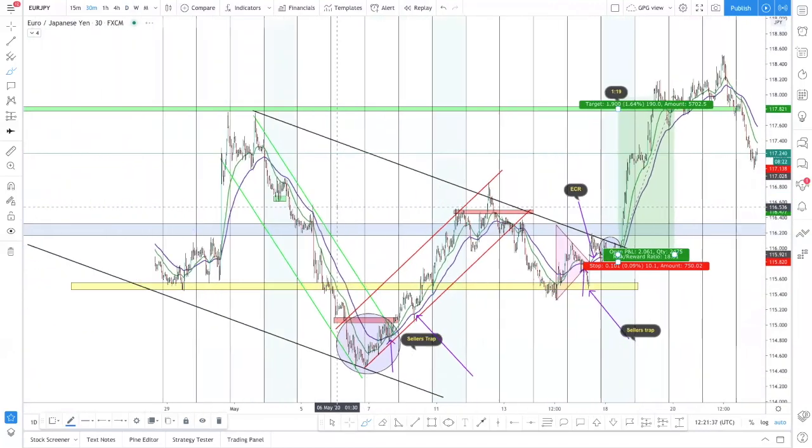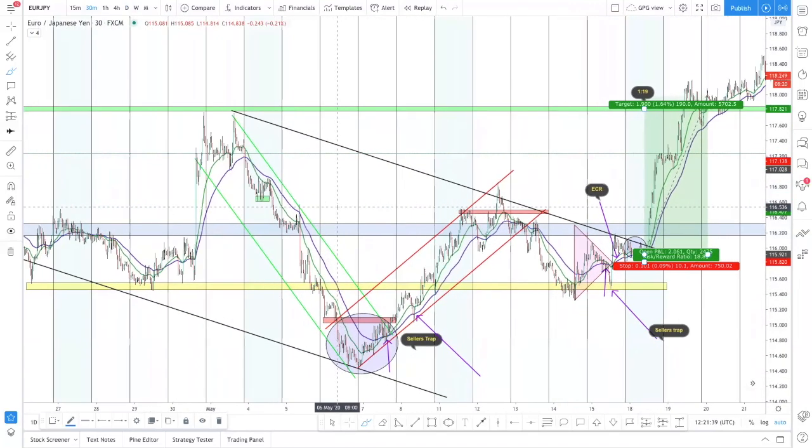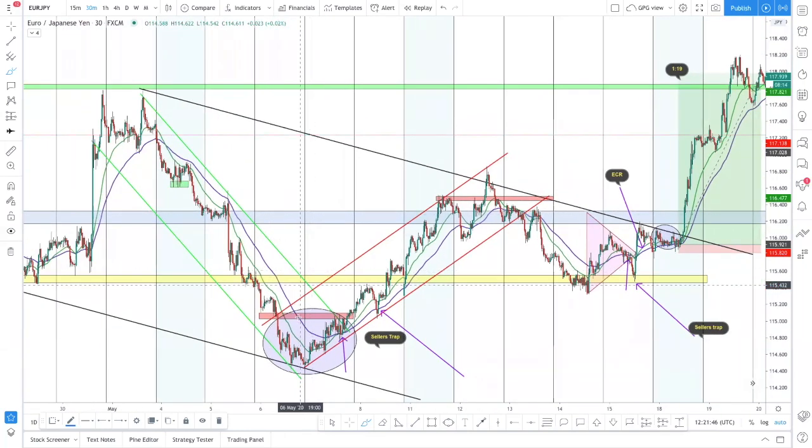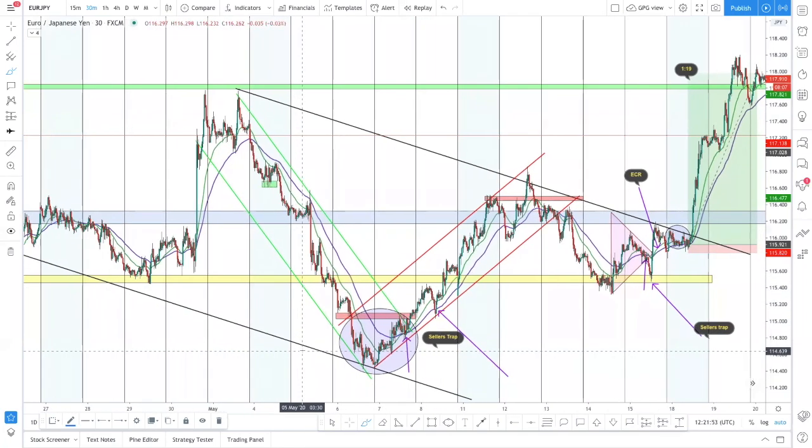Academy members already know why, so I'm going to make it quick. This is the original zone, acted as support. Broken, work down here. That's the first seller's trap below this zone in a macro level.